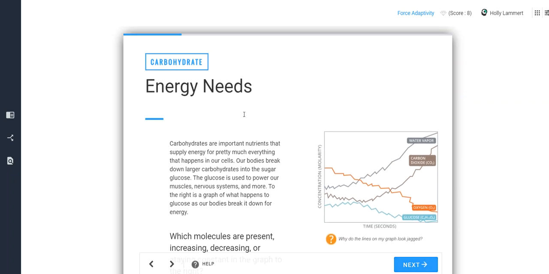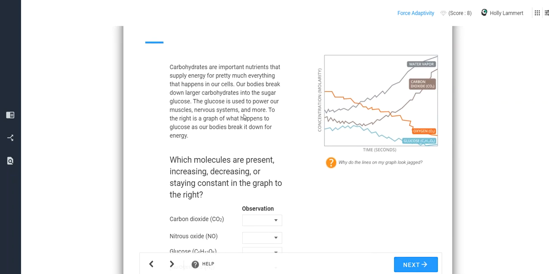All right. What are our energy needs? Carbohydrates are important nutrients that supply energy for pretty much everything that happens in our cells. Our bodies break down larger carbohydrates into the sugar, glucose. The glucose is used to power our muscles, nervous systems, and more. So we saw that when we needed our nerve cell to fire, we needed glucose. To the right is a graph of glucose as our bodies break it down for energy.